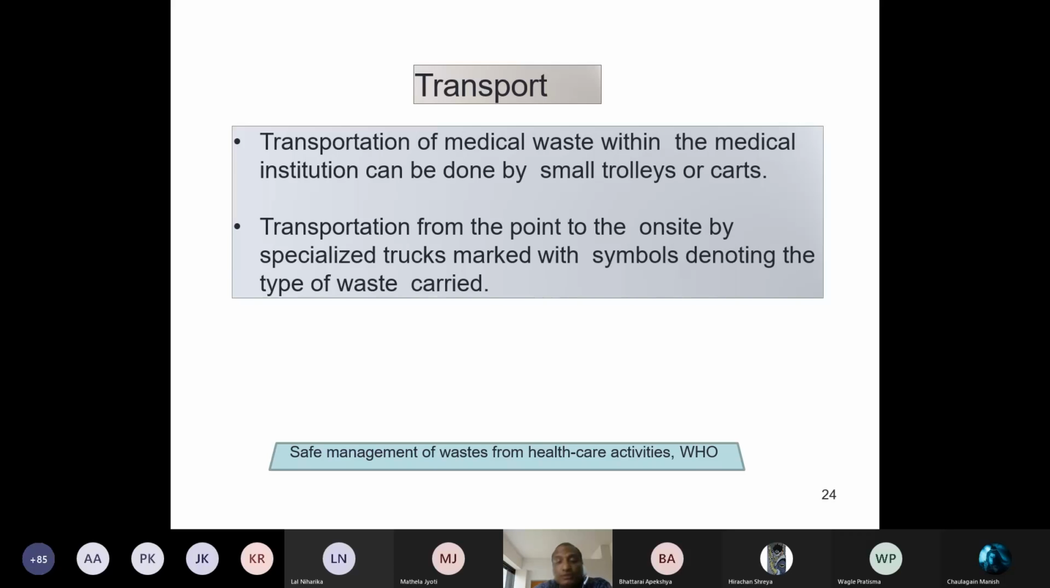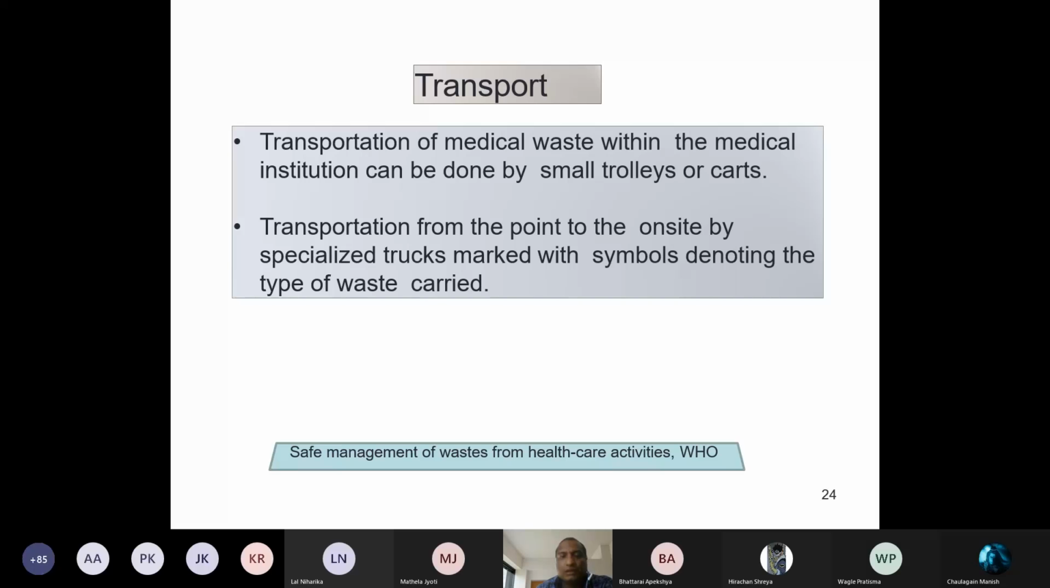Transportation from the point to the on-site of the specialized trucks marked with symbols noting the type of vessel. So it's generally concerned that if the waste is taken outside, meaning if you don't have incineration or proper dumping sites, then it is transported. So we have to follow a regular schedule where at a particular time these vehicles will come, and then we have to put the waste there, with the labeling and everything clear, and they will manage it.